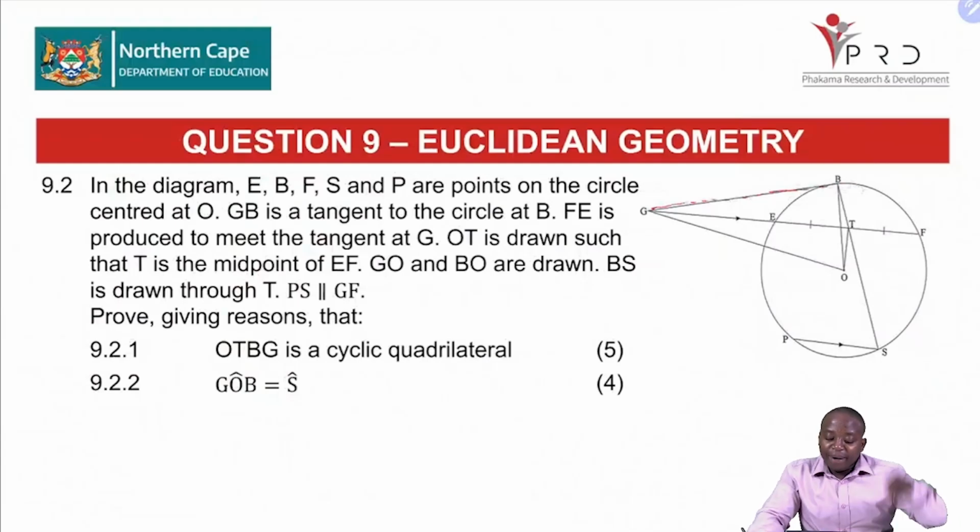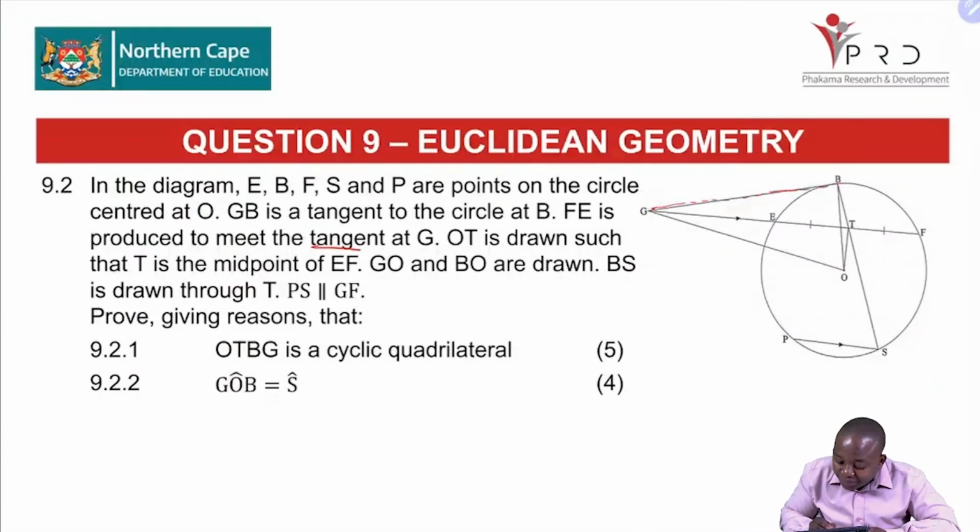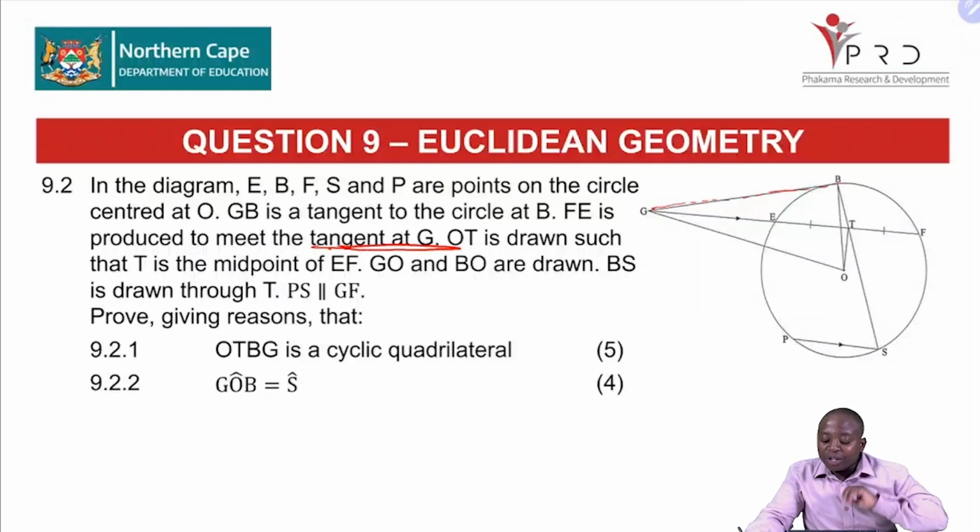Very important. Remember, when we're told that it is a tangent, we remember all the tangent theorems that we can apply: the tan-chord, the tangent being perpendicular to the radius or being perpendicular to a diameter. So we are going to work with those. It is drawn such that T is the midpoint of EF. Okay, that means T divides EF into two equal halves.